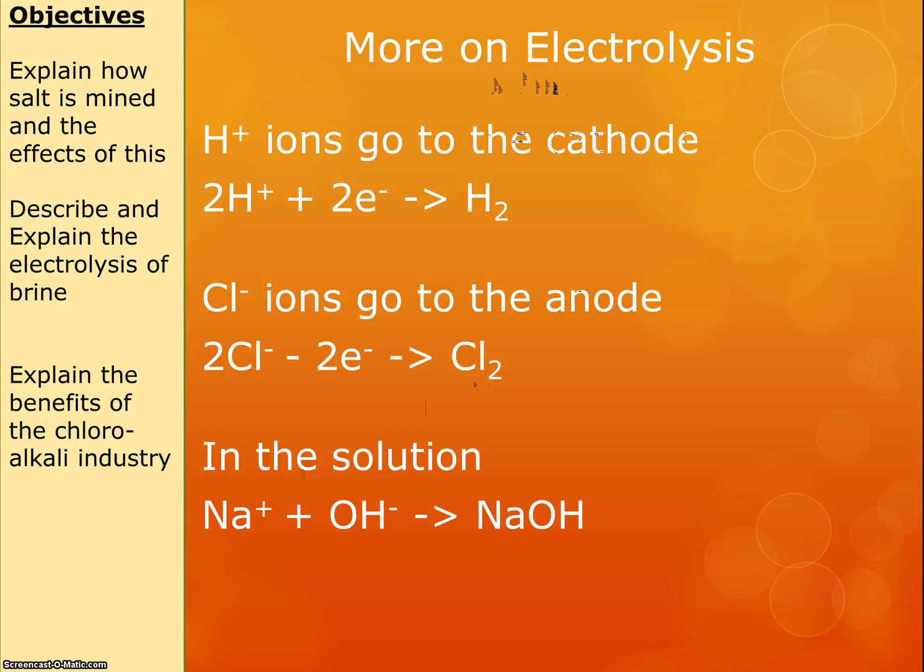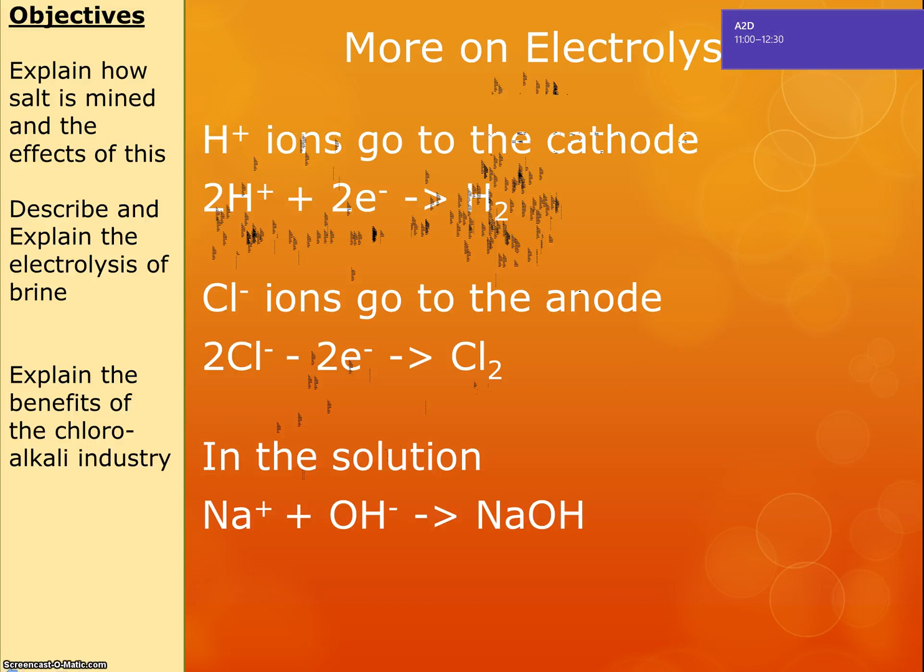For the higher paper, we need to know some equations about what's going on. So you need to know that the H+ ions are going to the cathode, and we have two H+ ions, and those two H+ ions pick up two electrons, and they become H2. Now, we have to have two H+, because hydrogen doesn't go around on its own. It only goes in pairs, so we have to end up with H2 at the end. So we have to put in two hydrogen ions, so we need to have two electrons to make them neutral, which gives us H2.